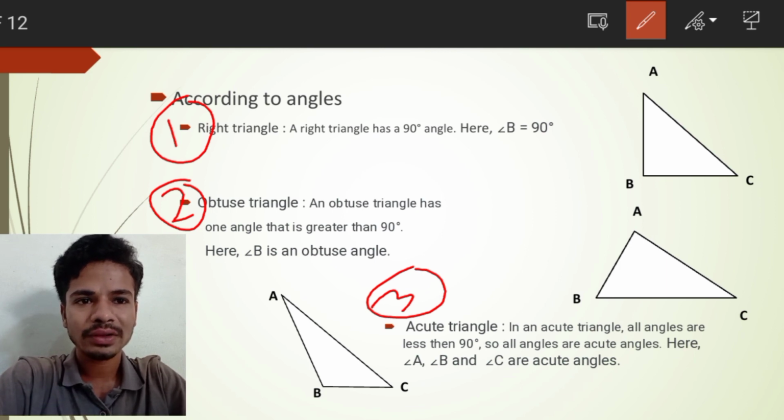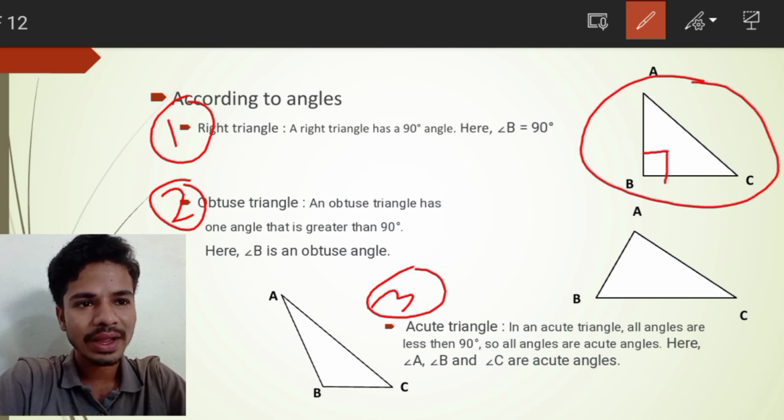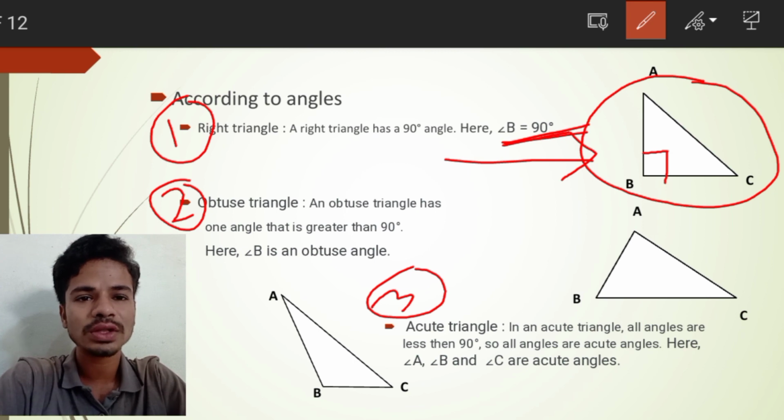A right angle triangle has a 90 degree angle. If a triangle has a 90 degree angle, then we call this triangle a right angle triangle. So here in this triangle ABC, the angle B is 90 degrees. So here I can say this one is a right angle triangle.